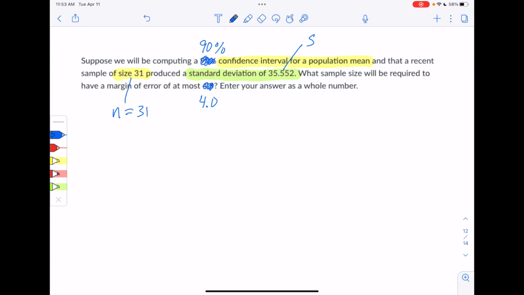So now let's target what is it they're actually asking us to find. They want to know what is the sample size required to get a certain margin of error. So sample size is n.